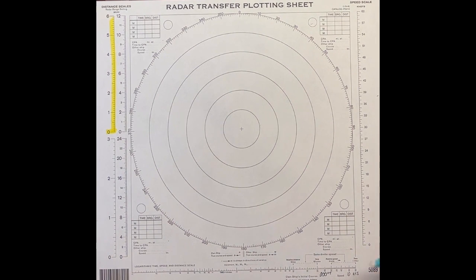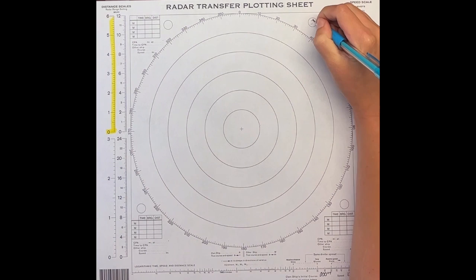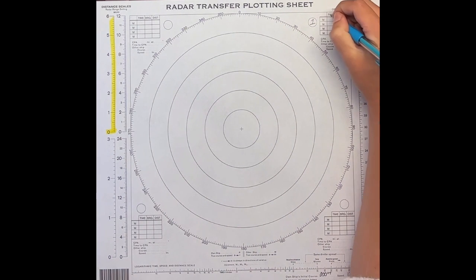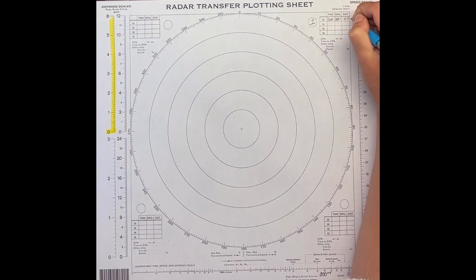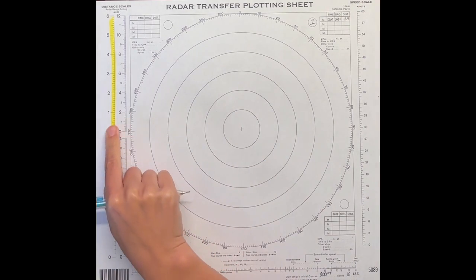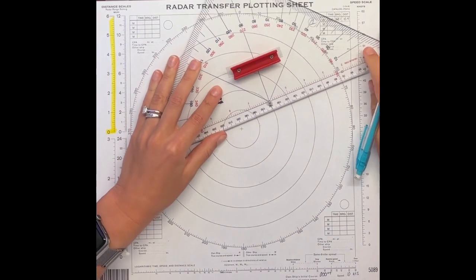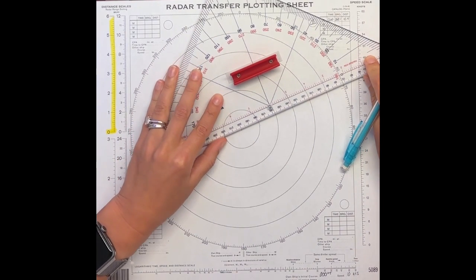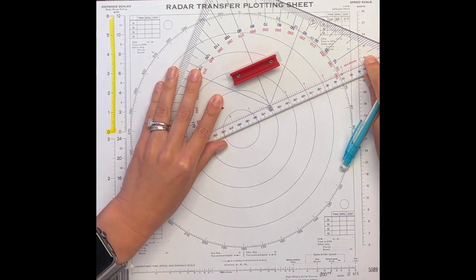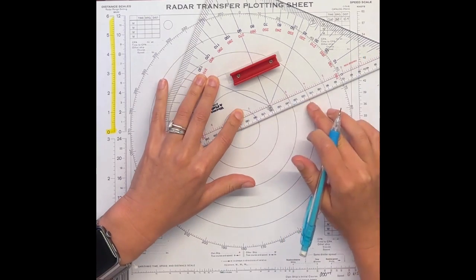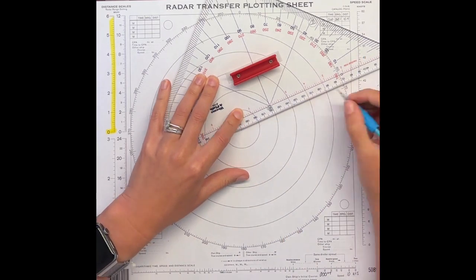Now the time is 12 o'clock. We take our first range and bearing of our single target. It is bearing 68.1 degrees true at a range of 4.4 nautical miles. Now, since we're only starting at a range of 4.4, we can assume we can use the 6 nautical mile distance scale. So let's plot that first range and bearing.